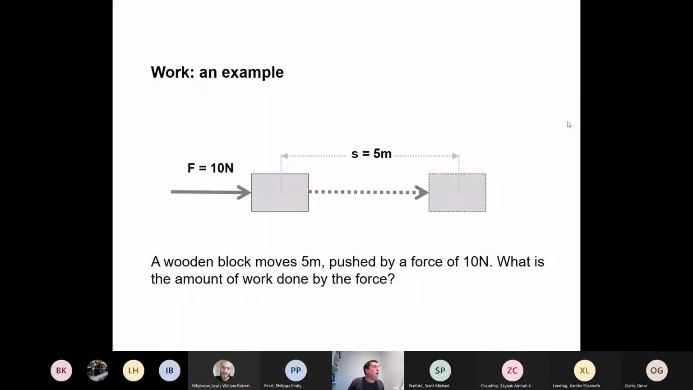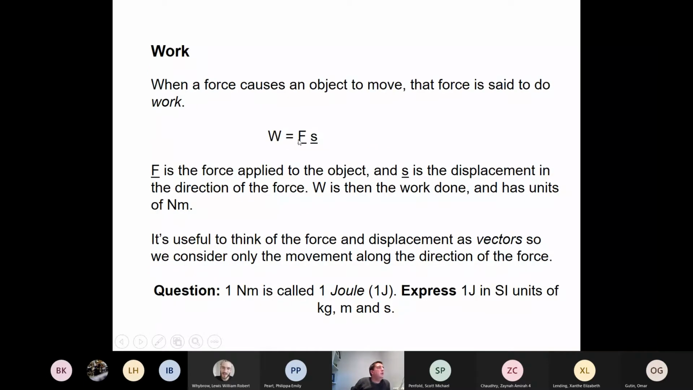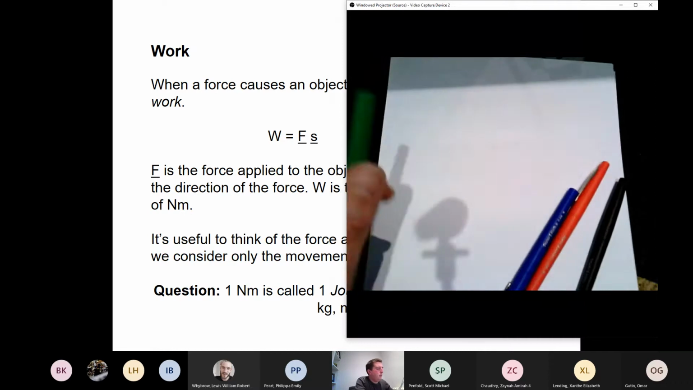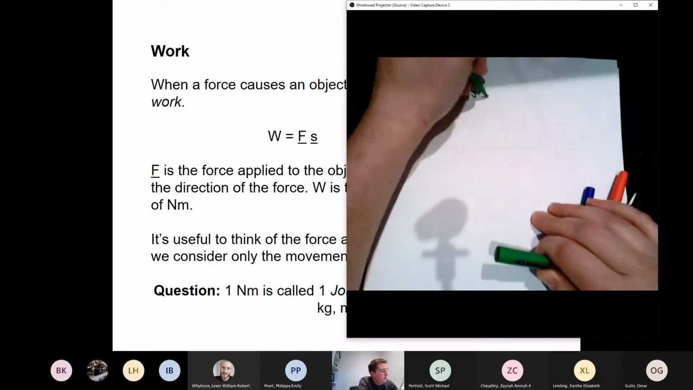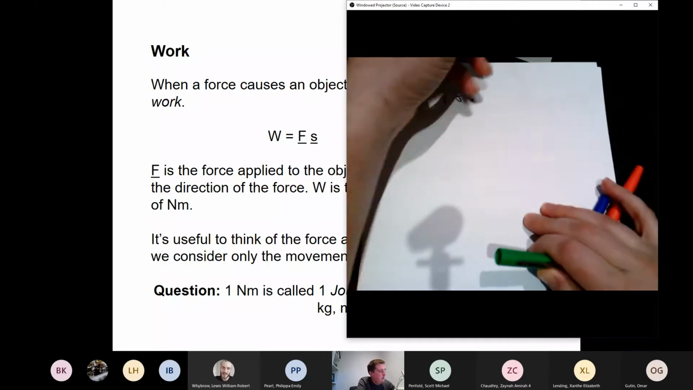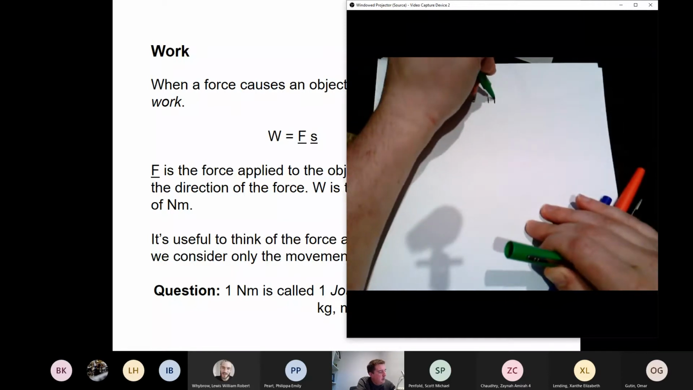So we're talking about work, and work is the force acting on an object multiplied by the distance that object moves, and we might want to do that in terms of vectors. And then we were just looking at the possibility of expressing 1 joule in SI units. And what I was saying is 1 joule equals 1 Newton meter.